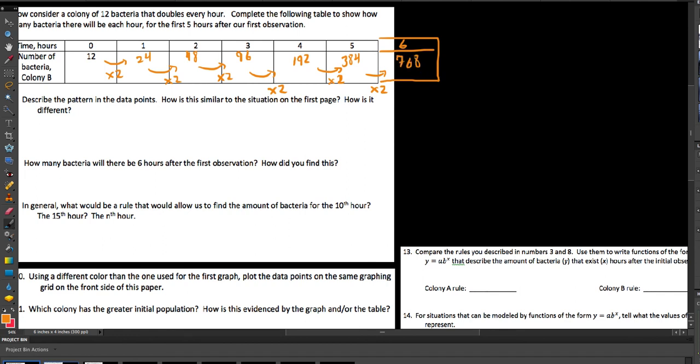But in general, how would we write a rule that will allow us to find the amount after the 10th hour? Kind of like we did previously, we're going to look at this a little bit differently this time. If I wanted to find during the 10th hour how many I have, I would say I started with 12 of something, but what I'm doing is doubling it. So I'm doing this how many times? For the 10th hour, I have to take it times 2, 10 times. And for the 15th hour, I'm going to start with 12, and take it times 2, 15 times. Do you think these will be bigger or smaller than the values we found on the first page?